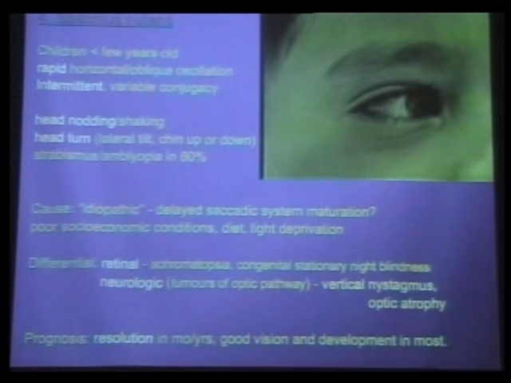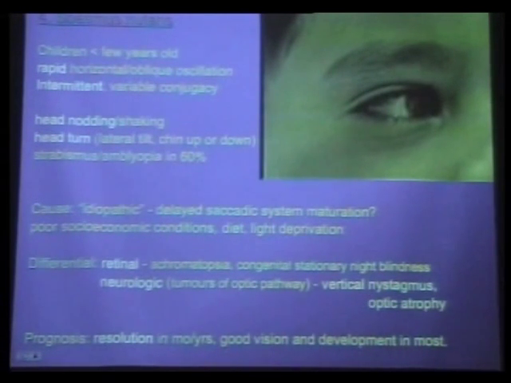It has a triad of head nodding and head turn, some of which is a compensatory thing that seems to help alleviate this eye movement, and many of them do have some strabismus or amblyopia. It's an idiopathic condition. People hypothesize that this is some sort of delay in the activation of the saccadic system, and that these are little fine saccadic intrusions, as it were. There were reports from years ago of it being associated with poor socioeconomic conditions, light deprivation.